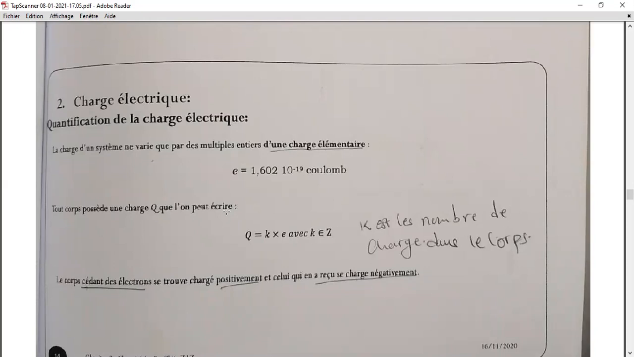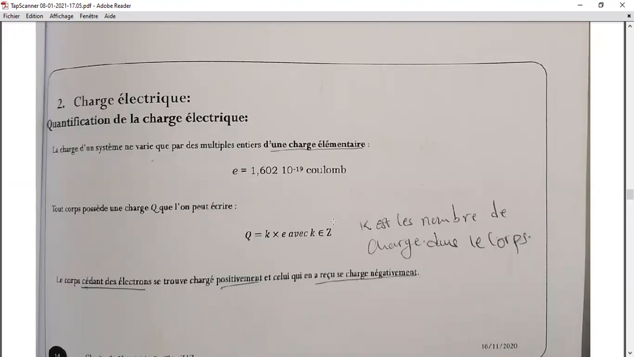Then there's also this formula: if two comps possess a charge Q, we can write it. All materials or bodies have a charge which is denoted by Q. Most of the time when they tell you to calculate a charge, it is denoted by Q, and it is equal to K, the number of charges in a comp, times E, the charge elemental. This formula is not really used, so it's not really important.